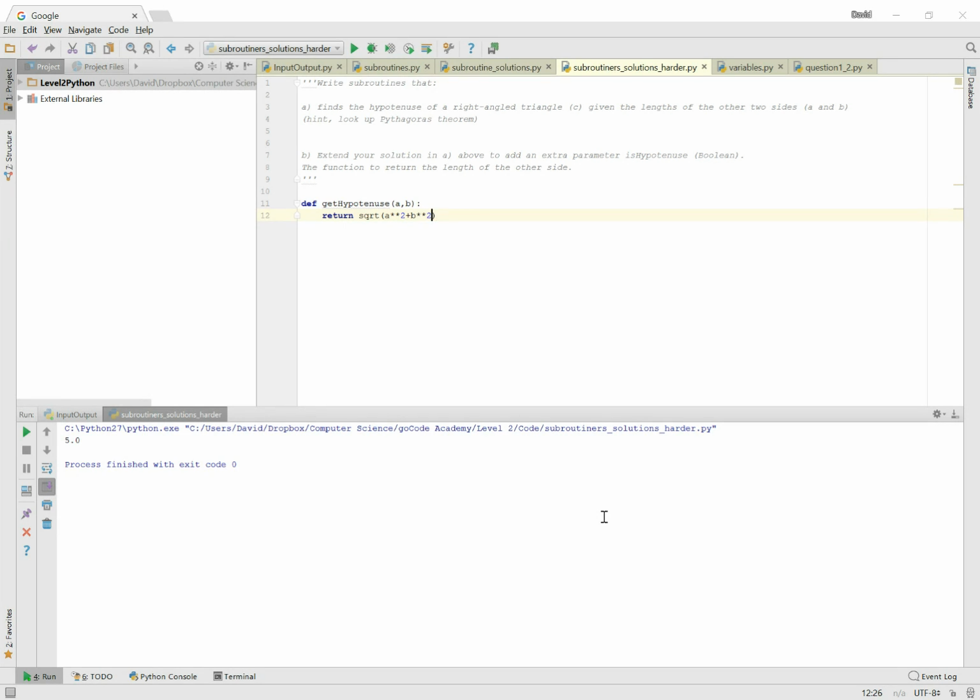Now, to do powers, we do this double asterisk idea. So this is A squared: A star star 2. And let's just test that. So we're going to print.